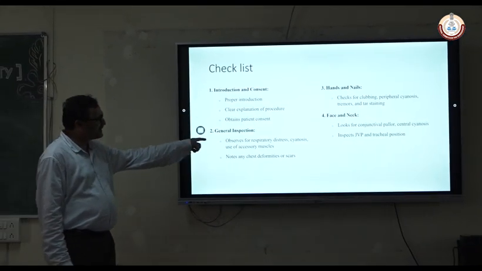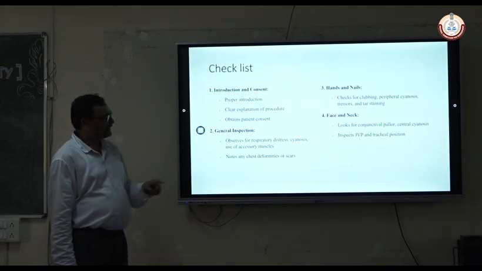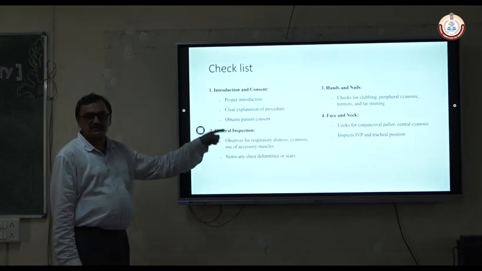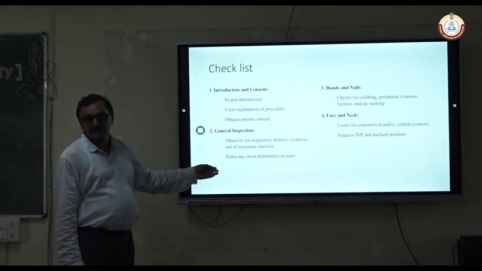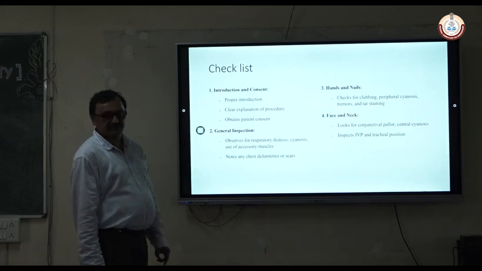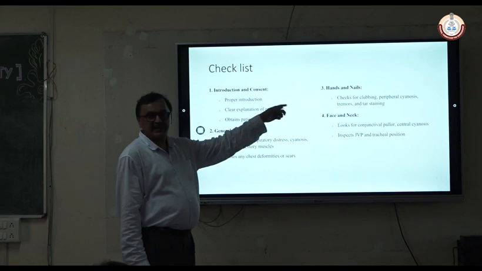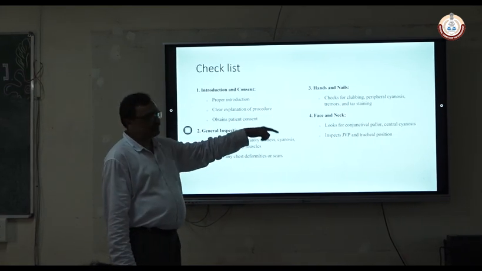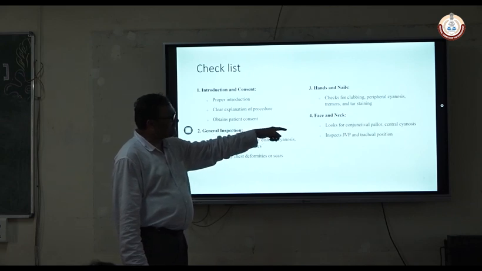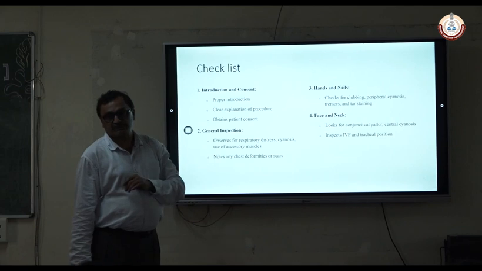Next is general inspection. Observe for respiratory distress, cyanosis, use of accessory muscles. Then note any chest deformities or scars. When I am doing this, I am supposed to verbalize what I have seen. Then hands: check for clubbing, peripheral cyanosis, tremors, and tar stains. Face and neck examination looks for conjunctival pallor, central cyanosis, JVP and tracheal position.